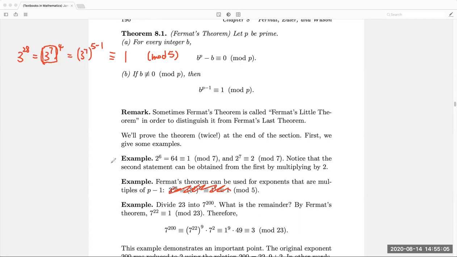If you have a look at the next example, dividing 7 to the power 200 by 23, it seems that you can't apply this theorem directly, because 23 is obviously a prime number, but the power is not 22. But we can still use this theorem. I think it's not difficult to understand: 7 to the power 200 can be written as this one and this one, multiplied together. The equal sign is so confusing in this note, so let me rewrite the formula.